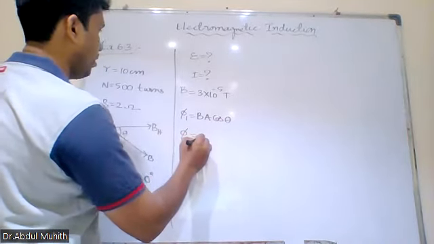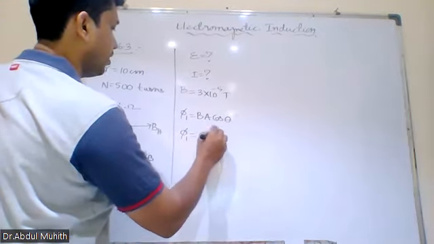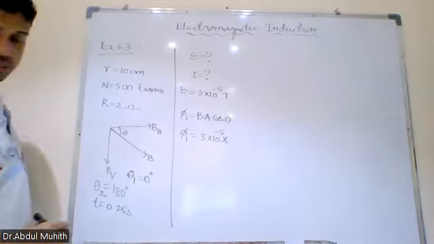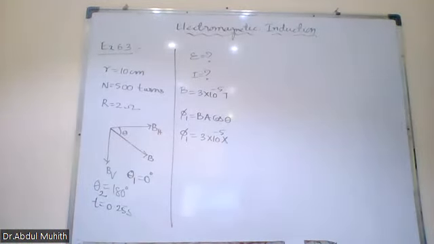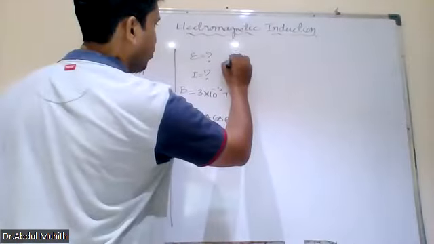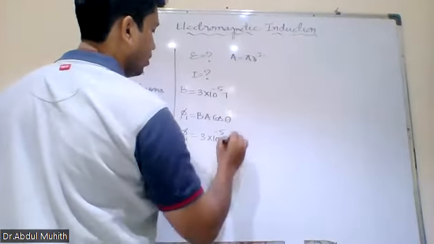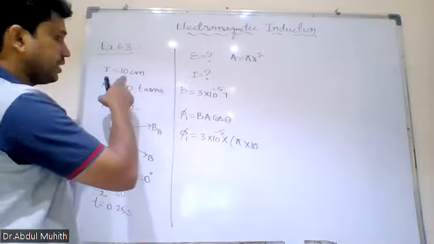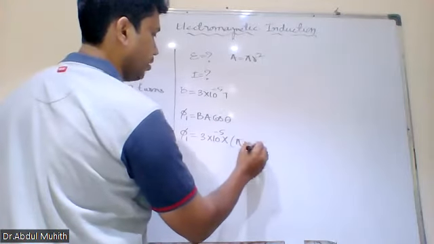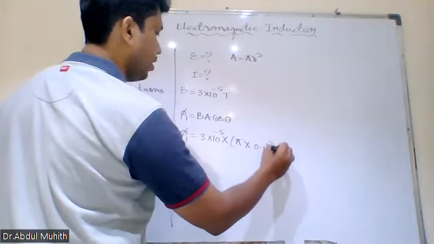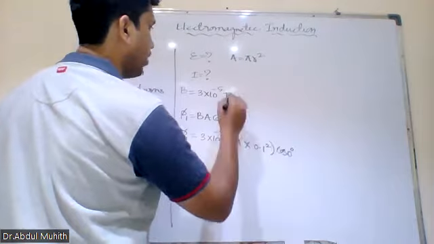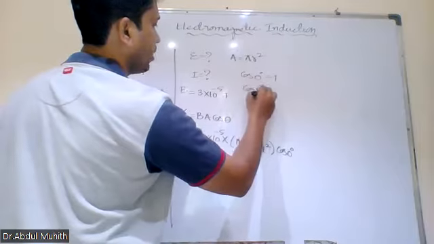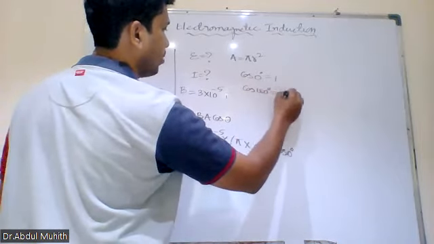B is the magnetic field, 3 into 10 to the power of minus 5 Tesla. And what is the area? This is a circular coil, so the area formula is pi r square, area of a circle. So pi into 0.1 whole square, since 10 centimeter means 0.1 meter, into cos 0 degrees. Cos 0 value is 1, and cos 180 value is minus 1.